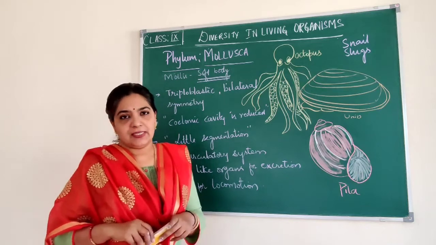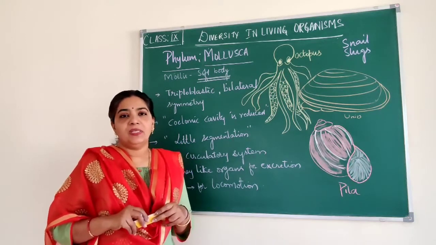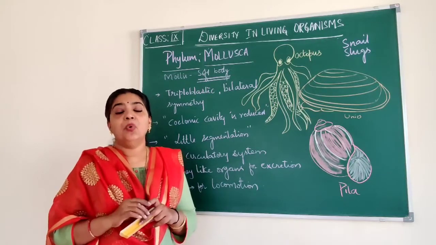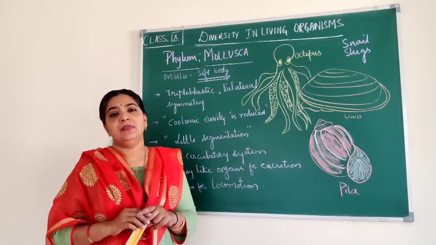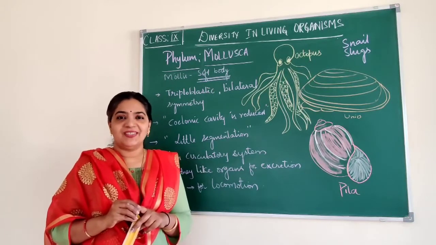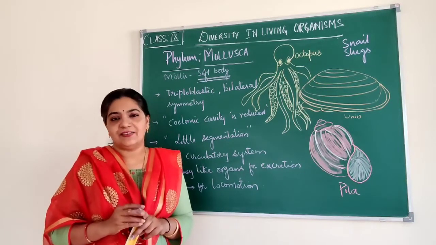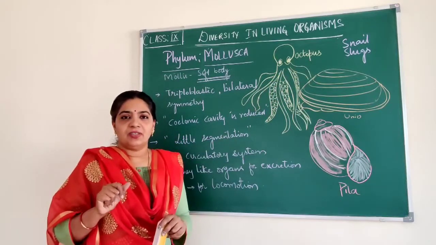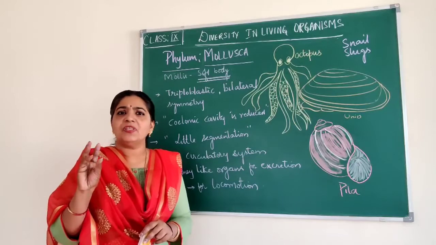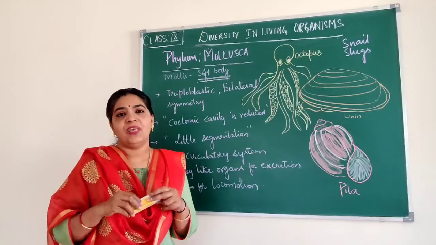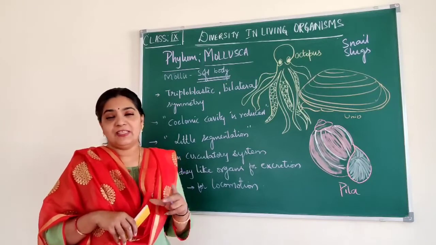Next, Phylum Mollusca. Phylum Mollusca gets its name from the word mollis. Mollis means soft body. You have come across these organisms, snails and slugs, right? Have you touched them? Their body is very, very soft. Because of that soft body, they are called Mollusca.